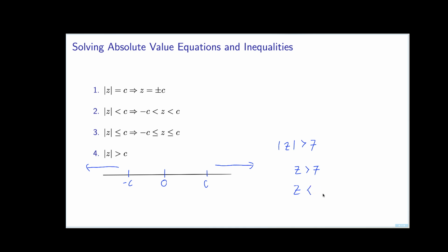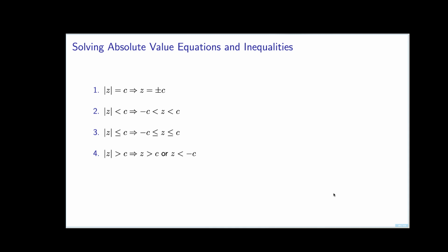So -10, -15 and a half, etc. These numbers also satisfy absolute value of z greater than 7. So to summarize, if the absolute value of z is greater than c, we need z to be bigger than c or less than minus c. And finally, just like with our third inequality, if I replace this with greater than or equal to, it's the same form of expression, simply with greater than or equal to c and less than or equal to minus c in the place of the greater than and less than symbols.